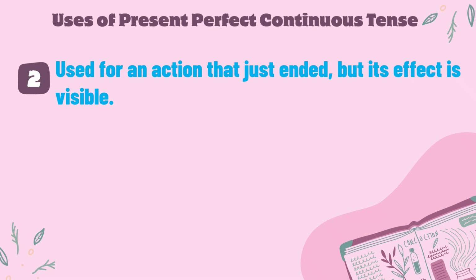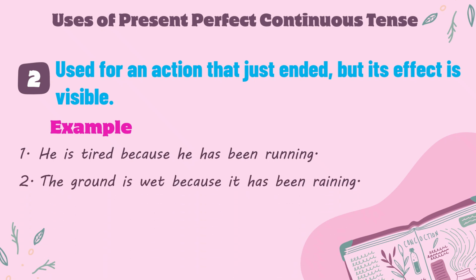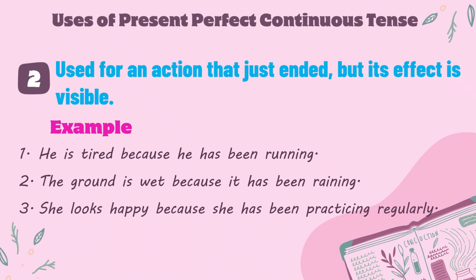It is also used for an action that just ended but its effect is visible. For example, number 1, he is tired because he has been running. The ground is wet because it has been raining. She looks happy because she has been practicing regularly.